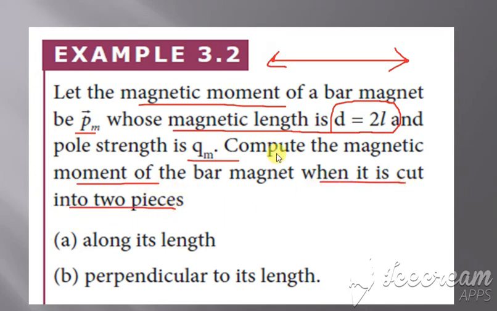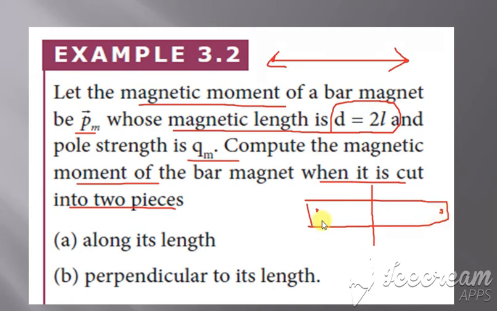So one full magnet we are going to cut into two pieces. First one is along its length. So this is the length, is it not? So along the length we are going to cut. Next is perpendicular to its length, so perpendicular to its length is in this way. When you are cutting like that, what happens? That is what we are going to see.